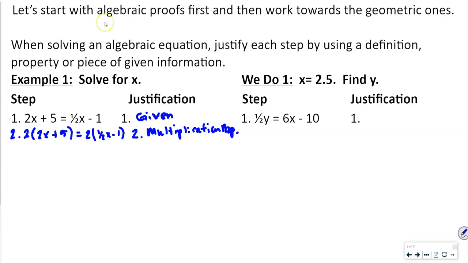All right, so then the next step here, 3, is the distributive property, right? Isn't that what we're about to do? We're going to do 2 times 2x plus 2 times 5, right? Equals 2 times 1/2 x, minus 2 times 1. This is the distributive property, okay?